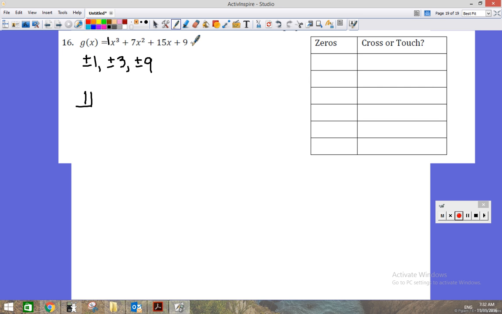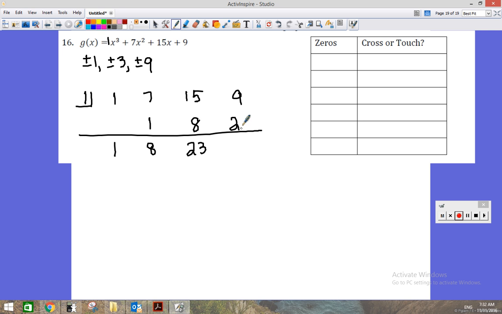So let's jump in and see if we can find a zero remainder. My polynomial function is presented to me in standard form. There are no missing x terms. So 1 doesn't provide me with a 0. So let's try -1.